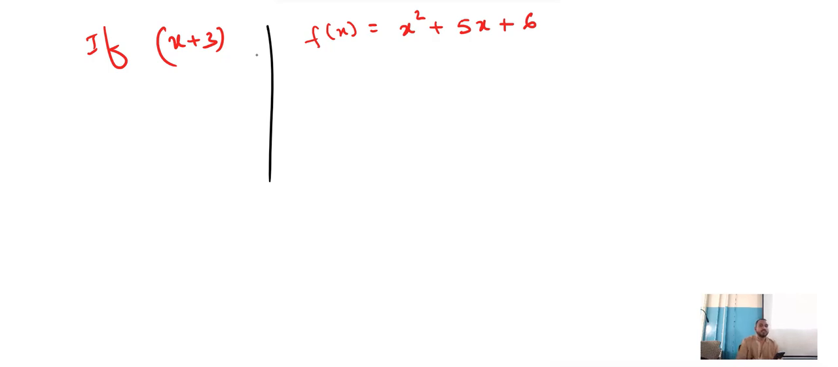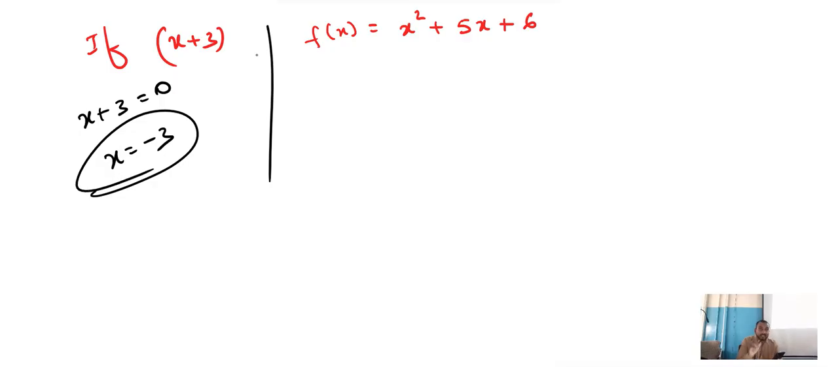Look, dear, x plus 3 is here. One factor is x plus 3. So shall we assume x plus 3 equals 0? Then what is the value of x? Minus 3. This is the difference. This is a factor and this is the zero.